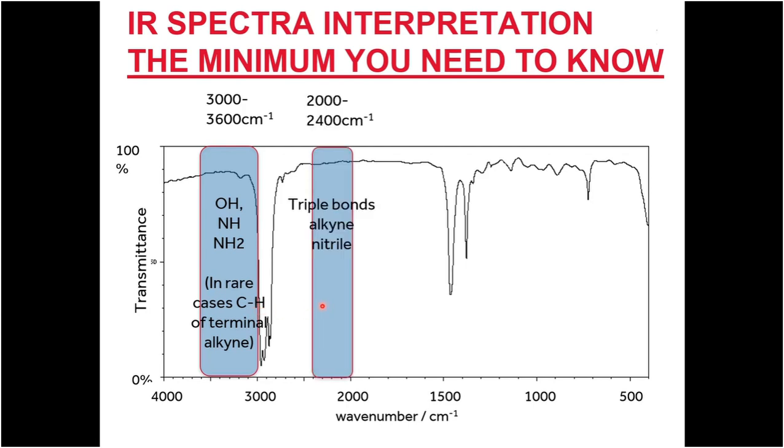Now, you also need to know the region between 2000 and 2400 wave numbers. This is where you can find groups that contain triple bonds. So, for example, carbon-carbon triple bonds in the form of alkynes, and carbon-nitrogen triple bonds in the form of nitrile groups.